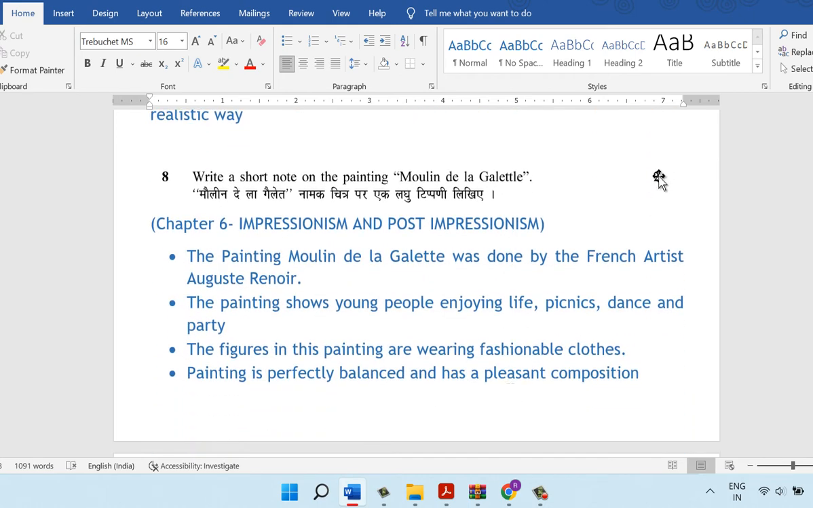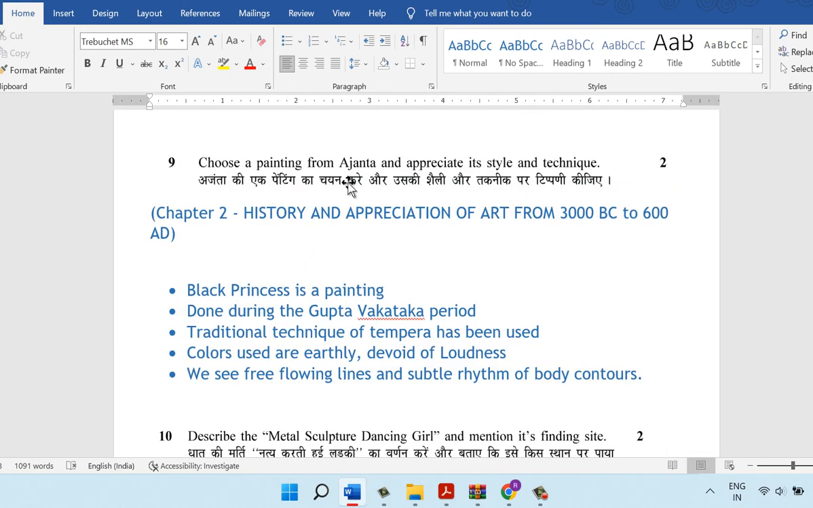Question 8. This is a 2-mark question. So you will have to answer this in around 30 words. Write a short note on the painting Moulin de la Galette. This is from chapter 6, Impressionism and Post-Impressionism. The painting Moulin de la Galette was done by the French artist Auguste Renoir. The painting shows young people enjoying life. They seem to be in a picnic, dancing and partying. The figures in this painting are wearing fashionable clothes, and the painting is a perfectly balanced one and it has a pleasant composition.